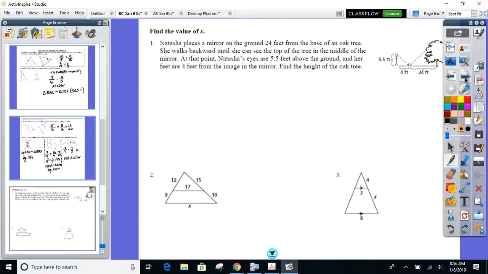Before we find the height of the oak tree, a true fact probably would be Natasha's got some time on her hands, huh? And what are other people thinking as they walk by Natasha with a mirror on the ground?